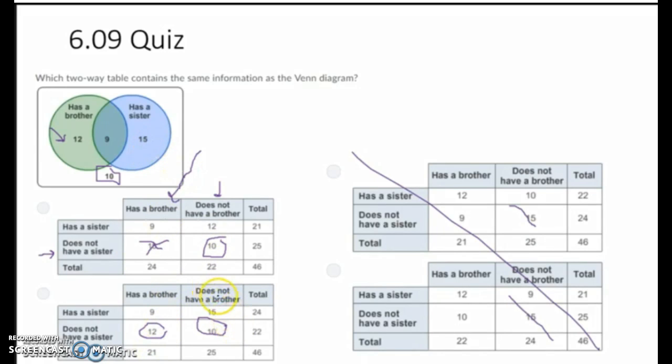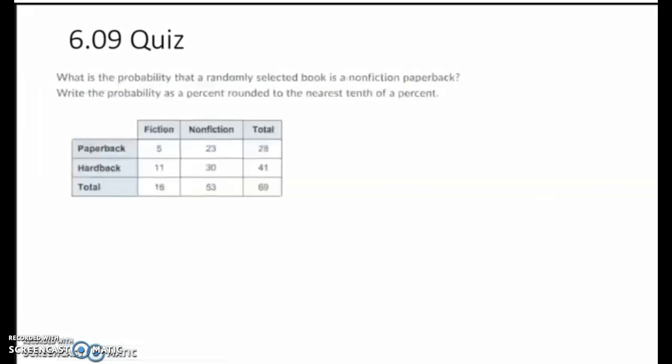And you can double check the rest of the info. There's 15 people that have a sister but don't have a brother. There are 9 people that have a sister and have a brother. And then that will be it. So we've got that all checked off. It's the second option there.